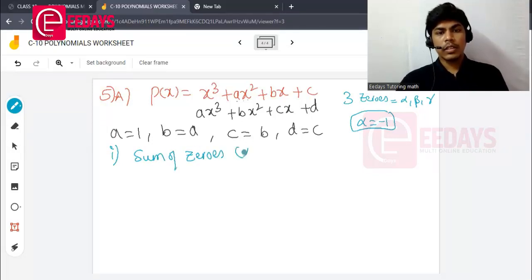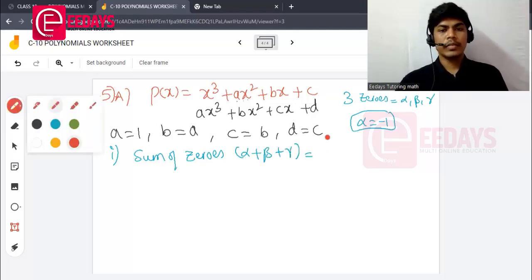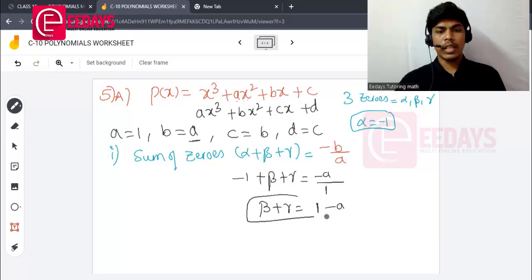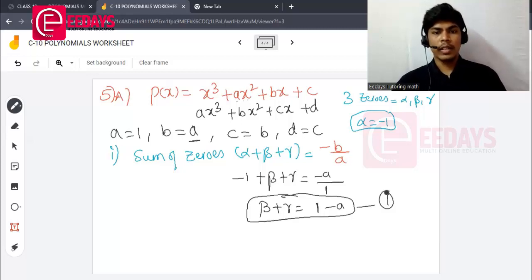Now the sum of zeros, that is alpha plus beta plus gamma, is equal to minus b by a. We know that, right? Alpha is already minus 1, so minus 1 plus beta plus gamma is equal to minus b by a. B is nothing but a here. Minus a by 1 is nothing but minus a. So beta plus gamma is equal to, if you transfer minus 1 to the other side, it becomes plus 1 minus a. That is the equation I get. We just take it as equation 1. Hope everyone understood. All right.